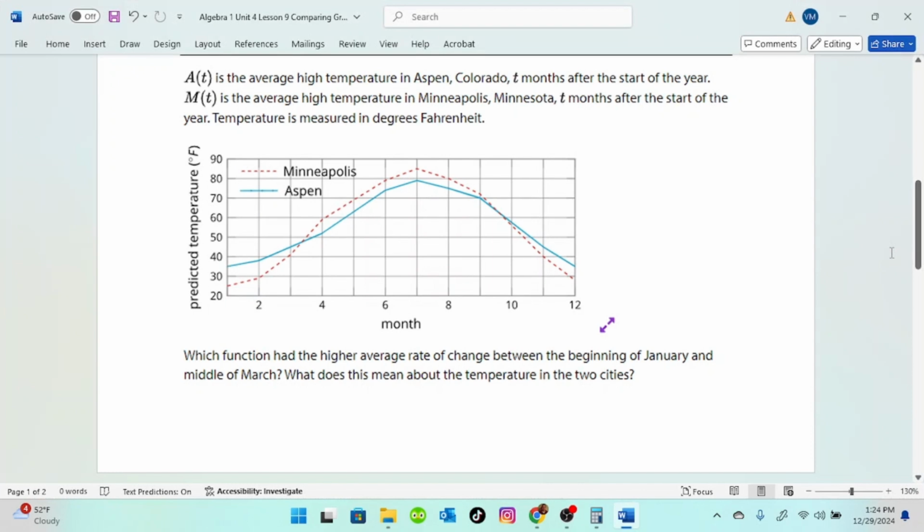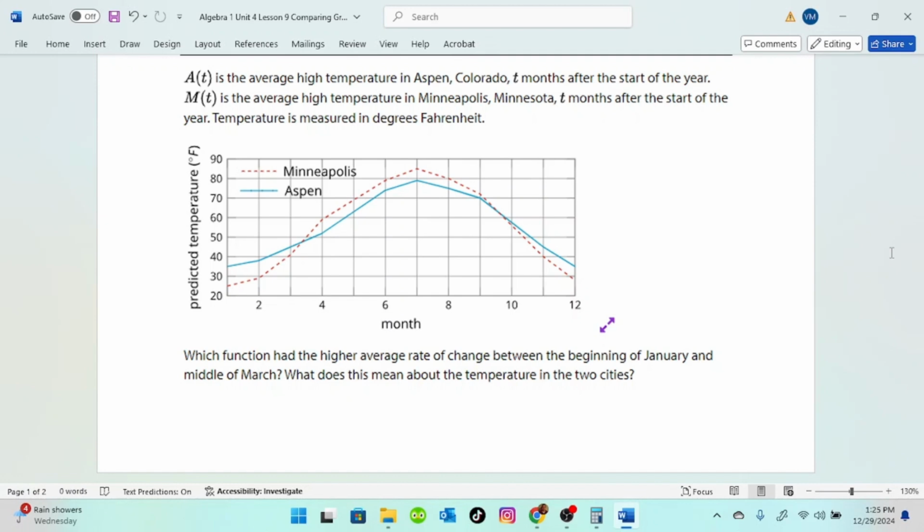Our next practice problem, A of T, is the average high temperature in Aspen, Colorado, T months after the start of the year. M of T is the average high temperature in Minneapolis, Minnesota, T months after the start of the year. The temperature is measured in degrees Fahrenheit. Which function had the highest average rate of change between the beginning of January and the middle of March? What does this mean about the temperature in the two cities?